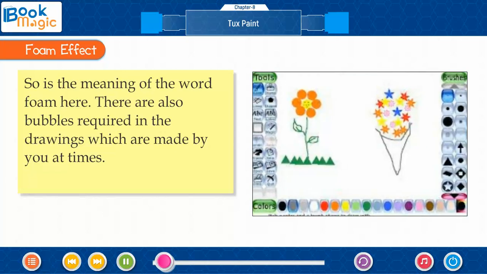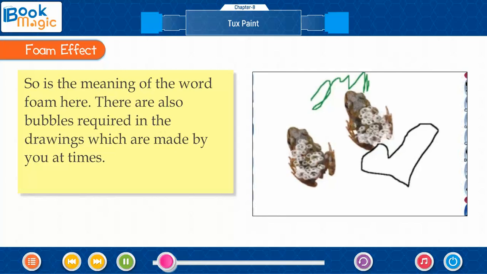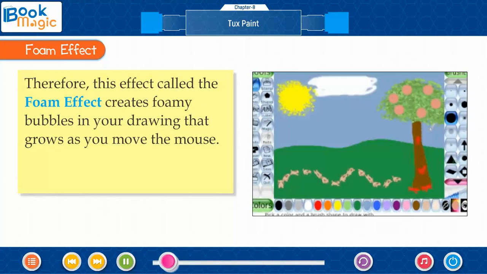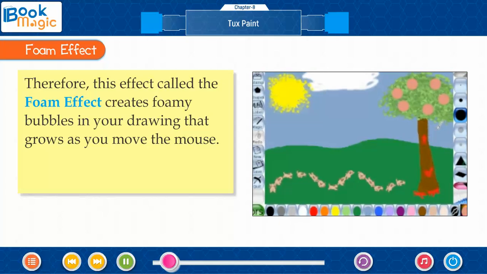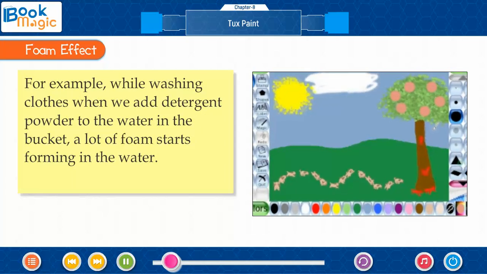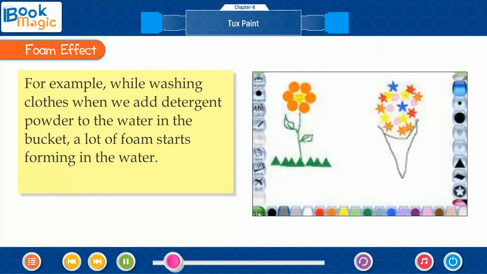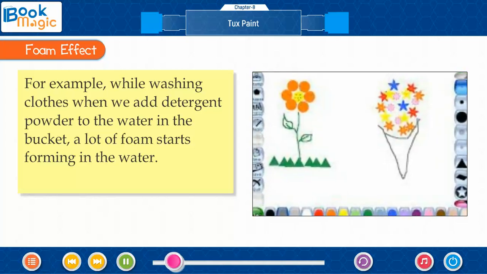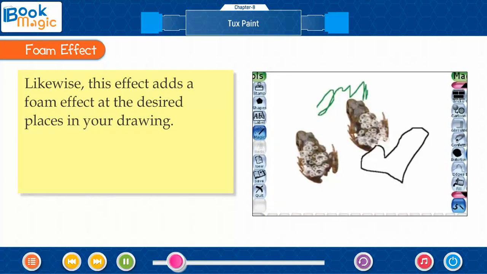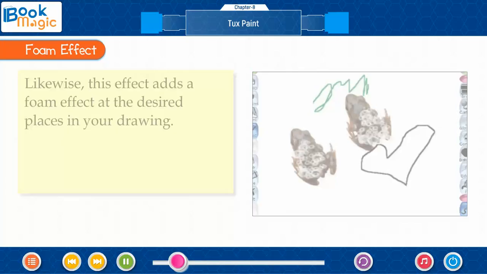There are also bubbles required in the drawing which are made by you at times. Therefore, this effect called the foam effect creates foamy bubbles in your drawing that grows as you move the mouse. For example, while washing clothes, when we add detergent powder to the water in the bucket, a lot of foam starts forming in the water. Likewise, this effect adds a foam effect at the desired places in your drawing.